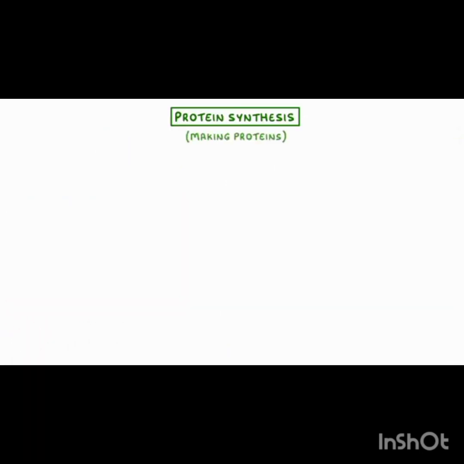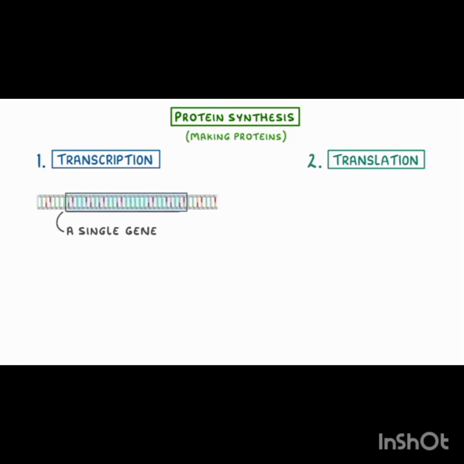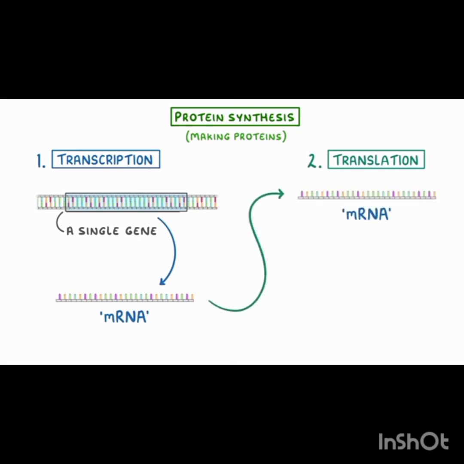Now let us see protein synthesis, or making protein. In making protein, there are two processes: one is transcription, another is translation. What is transcription? Reading out a single-strand gene and making mRNA, messenger RNA. Translation is reading out the mRNA and with that help making the protein. Let us see in detail about these two processes step by step to make you understand clearly.